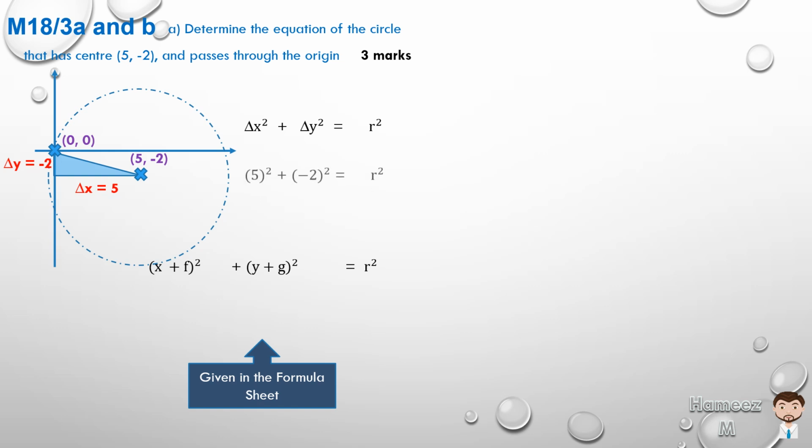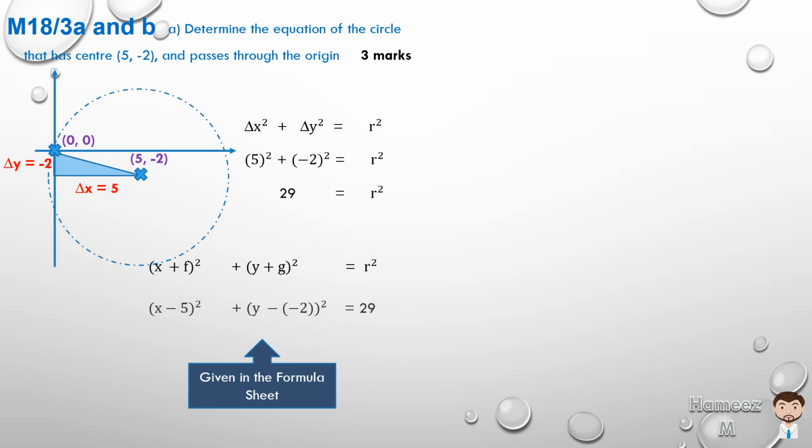Using Pythagoras' theorem, change in x squared plus change in y squared is equal to r squared. So it is going to give us 5 squared plus minus 2 squared is equal to r squared. 5 5s are 25 plus minus 2 by minus 2 is 4. 25 plus 4 is 29. So 29 is equal to r squared. So we can now substitute into the equation because we know what f is and g, because those are from the coordinates of the center.